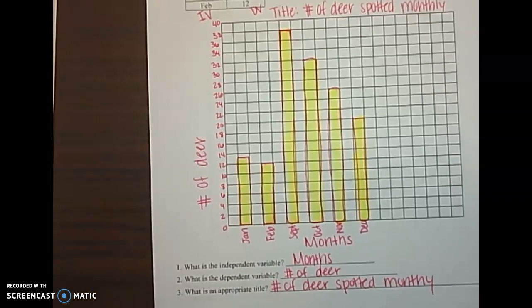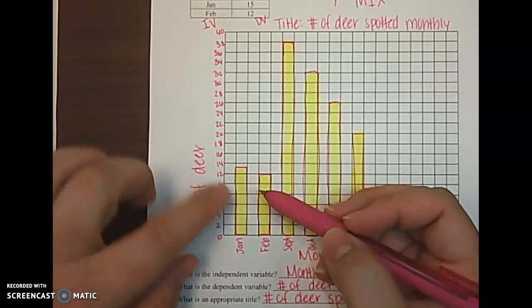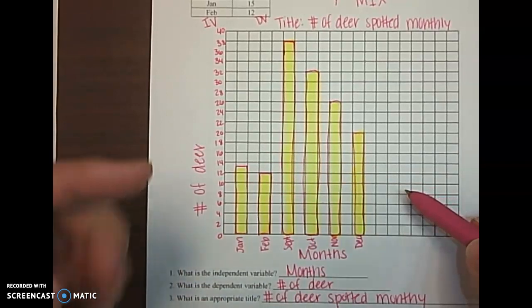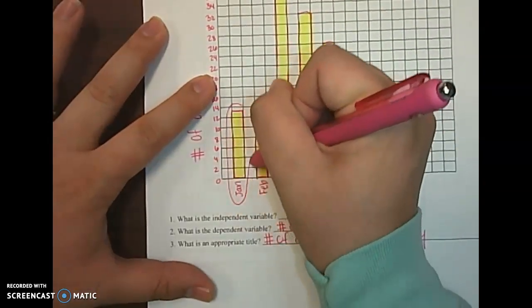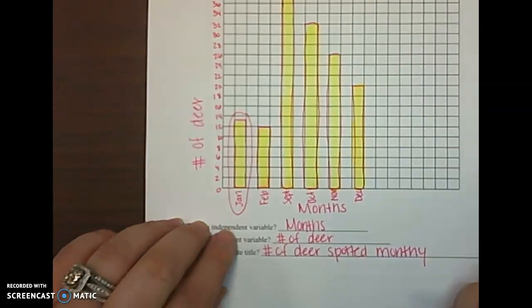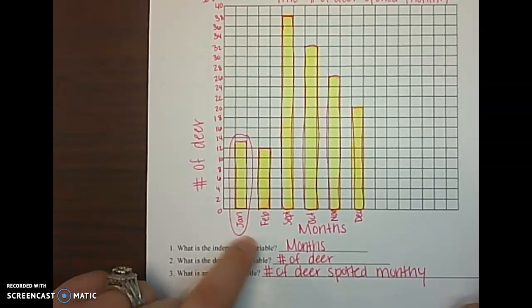Now, I could also ask you other questions like you would see on your test. I could say, identify what one of the bars mean. So you would choose a bar and you would identify it. So if I asked you, what does the bar for January mean? And you would say that there were 15 deer spotted in January.